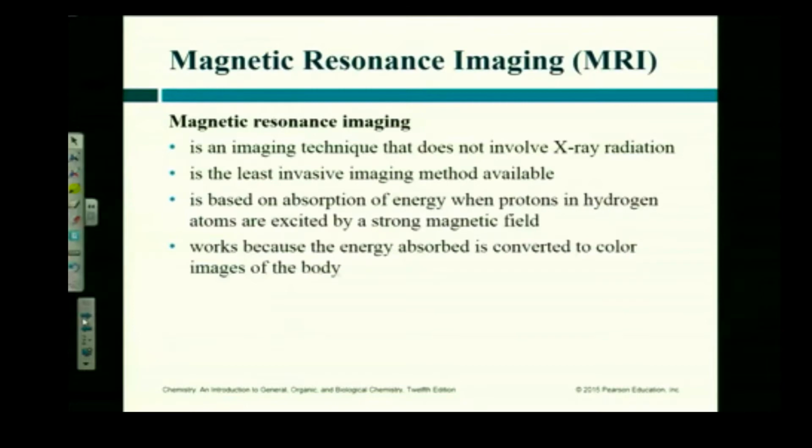Because that creates more contrast, because the hydrogen ions in that compound vibrate differently than hydrogen atoms that are in other molecules. You can actually calculate which molecules you have based upon the vibration of the hydrogens.